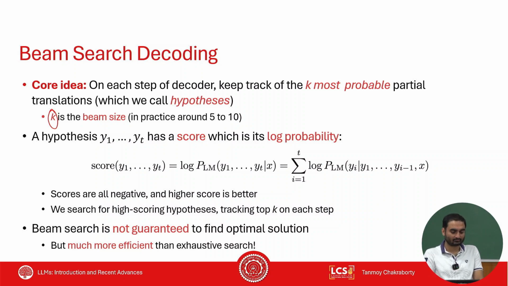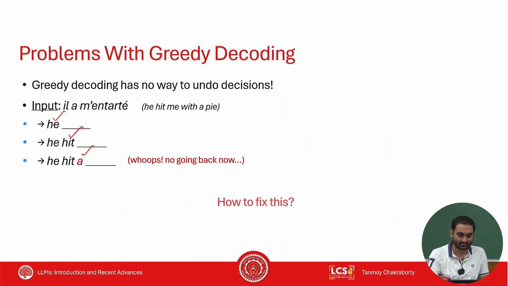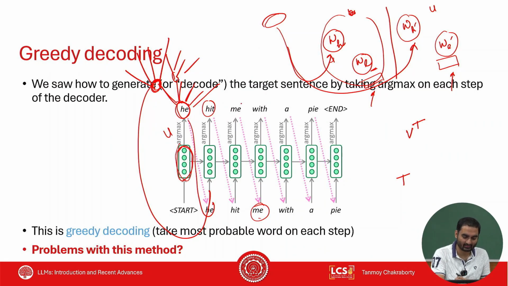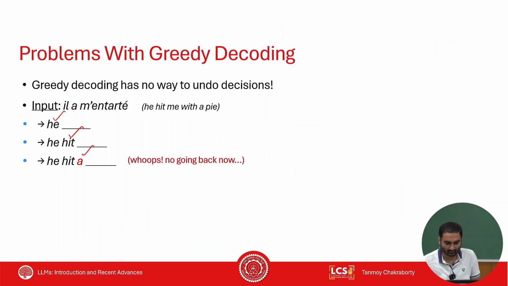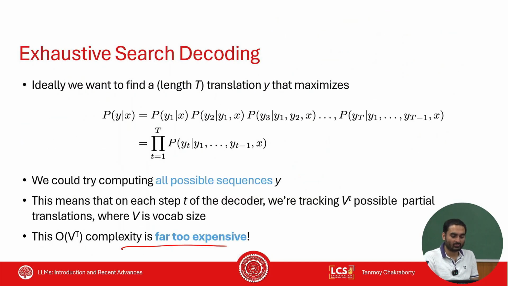So at every stage, let's say I generate K tokens. Now from each of these K tokens, I further generate K tokens, and so on and so forth. So the complexity is still significantly high. The complexity is still K to the power T, isn't it? But K is much smaller than V, right? And you can decide the value of K.